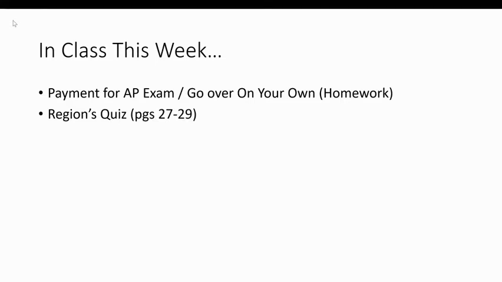All right. Probably the next thing that's of importance to you is the Regents quiz. So don't forget to study for the Regents quiz. Remember, it's on pages 27 through 29. 27 and 28 tells you kind of the regions that you have to know, and then page 29 is the blank map, which you can choose to use if you want to, or if you don't want to, that's up to you.